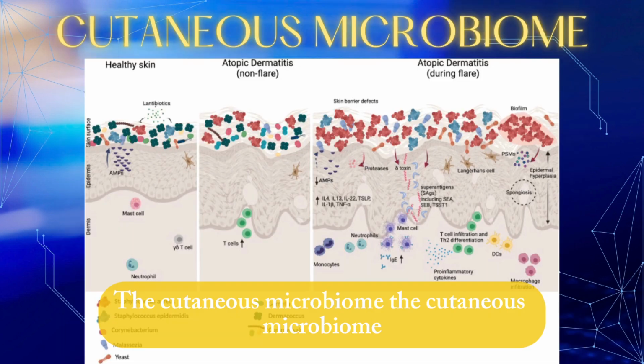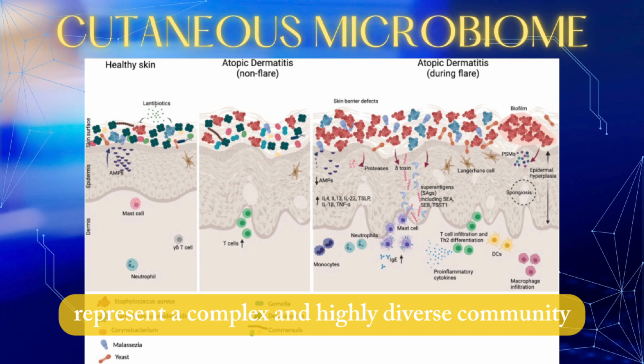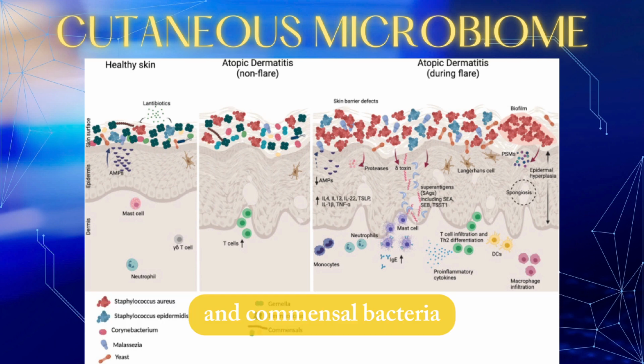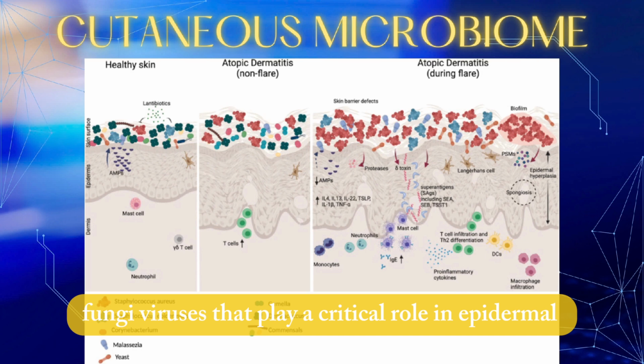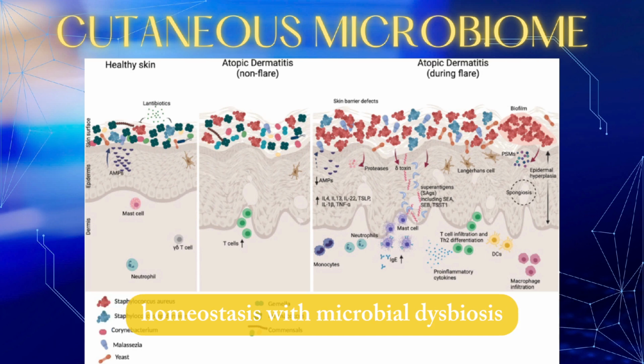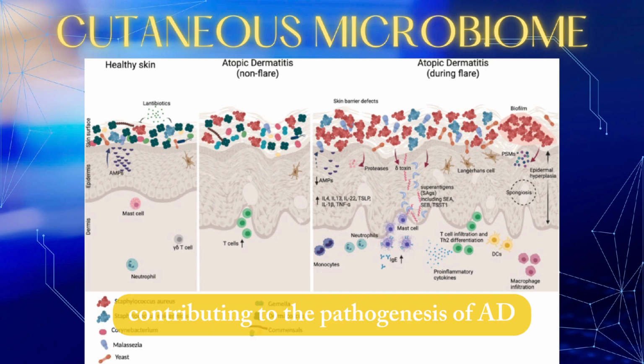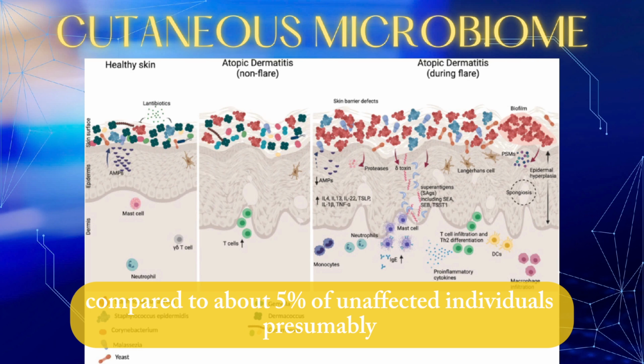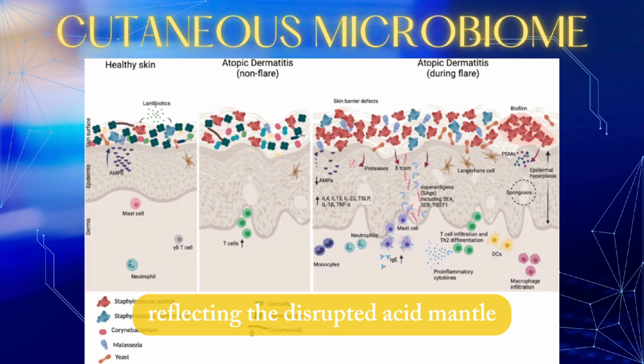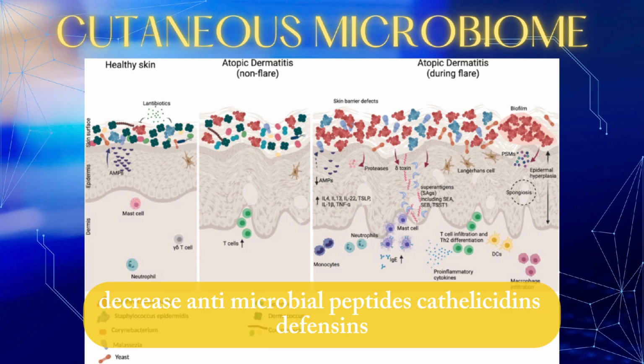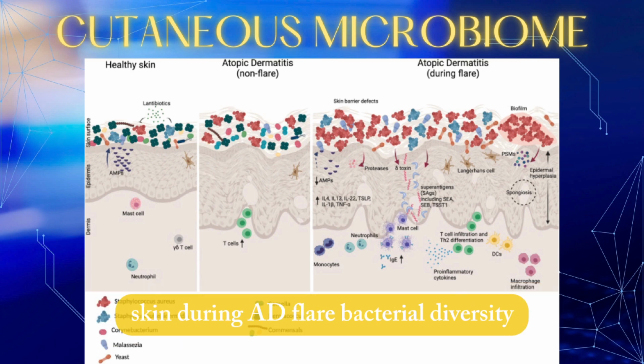The cutaneous microbiome. The cutaneous microbiome represents a complex and highly diverse community of pathogenic and commensal bacteria, fungi, and viruses that play a critical role in epidermal homeostasis, with microbial dysbiosis contributing to the pathogenesis of AD. More than 90% of patients with AD have skin colonized with Staph aureus, compared to about 5% of uninfected individuals, presumably reflecting the disrupted acid mantle, decreased antimicrobial peptides, cathelicidin, defensin, and the cytokine milieu of AD skin.